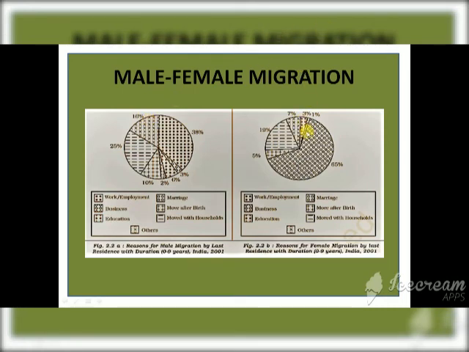Whereas for female, 65% because of marriage, 1% because of business, 3% work or employment, 7% move after birth, then 19% moved with household, and the remaining 5% for some other reasons.